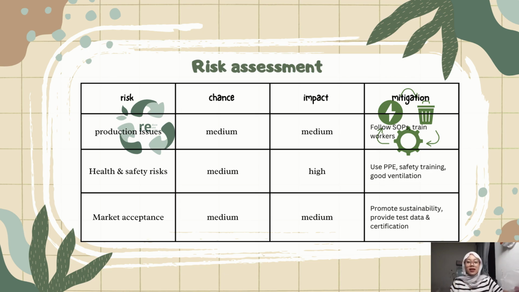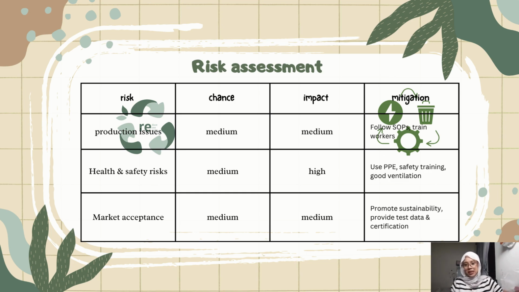Next is health and safety risk. Workers may be exposed to dust and chemicals while handling waste materials. Although the probability is medium, the impact is high because it involves worker safety. To minimize this risk, we will enforce the use of personal protective equipment, provide safety training, and also ensure proper ventilation in the workplace. And the final risk for the second section is market acceptance.